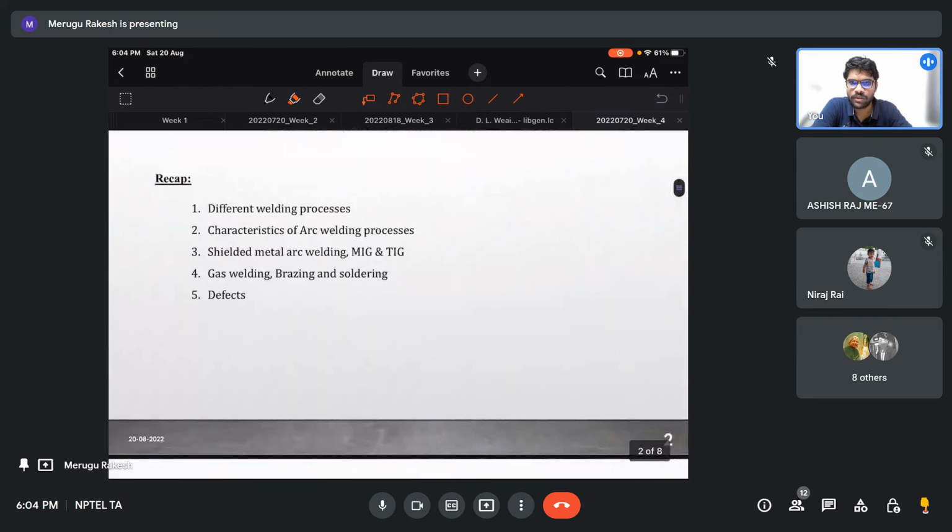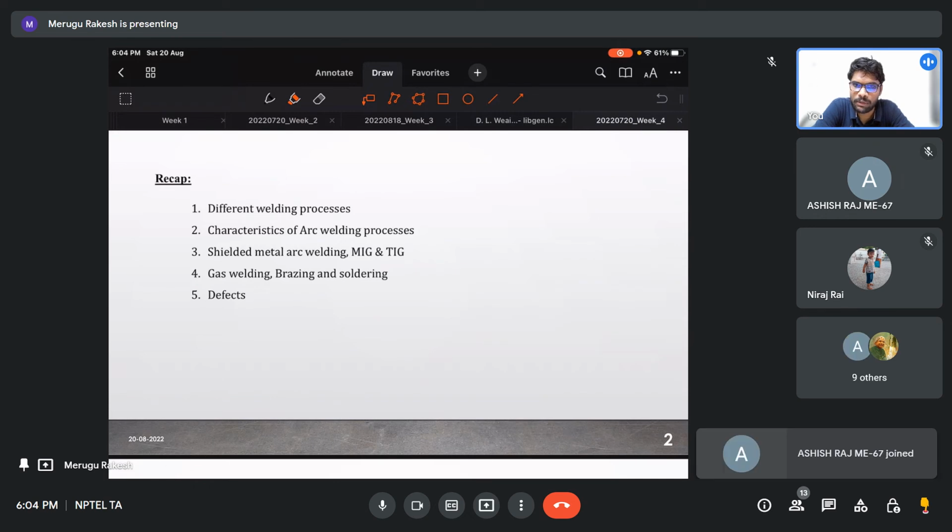Just a quick recap. In this week, the professors taught different types of welding processes, starting with simple processes, then going to advanced processes like laser beam welding, plasma arc welding, friction welding, resistance welding, and gas welding, as well as some solid state welding processes.